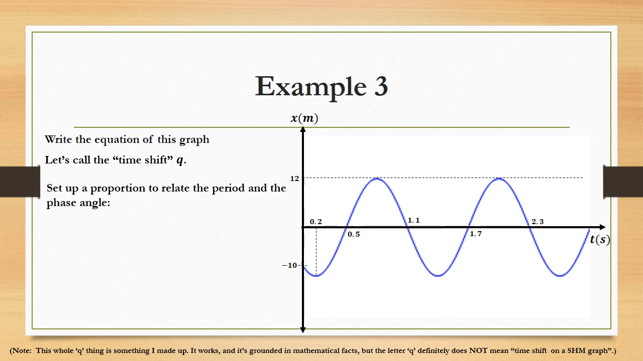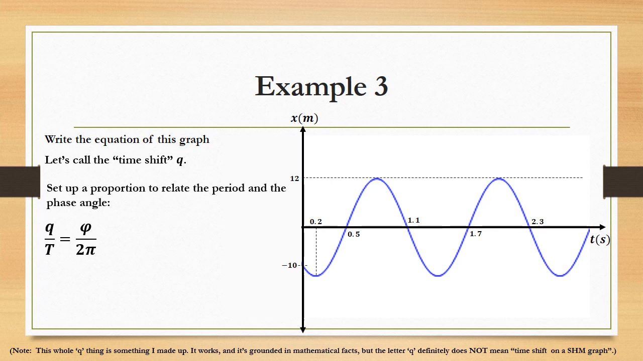In other words, I'm going to set up a proportion that relates the period and the phase angle. Q, the amount of time before we start the curve, over the amount of time a cycle takes, the period, equals phi, the angular shift, over 2 pi. You see how these denominators are analogous. T is the amount of time it takes to complete an entire cycle. 2 pi radians is the distance around a circle. It is one cycle, one oscillation.